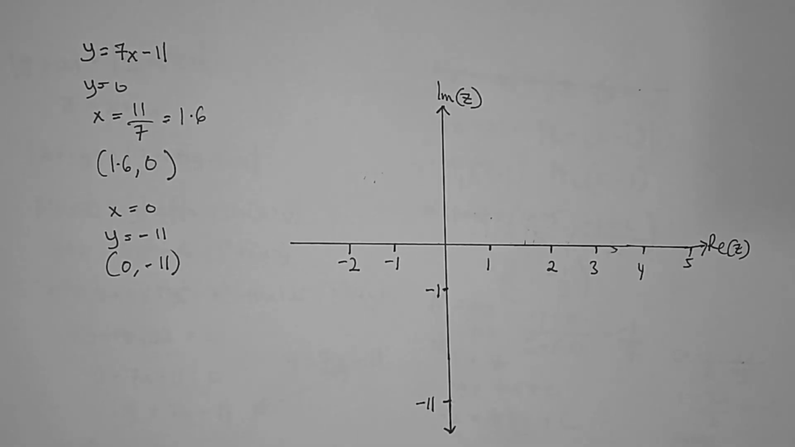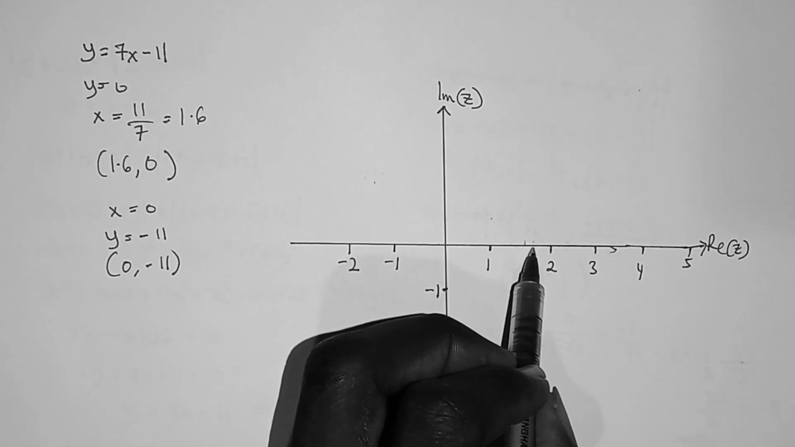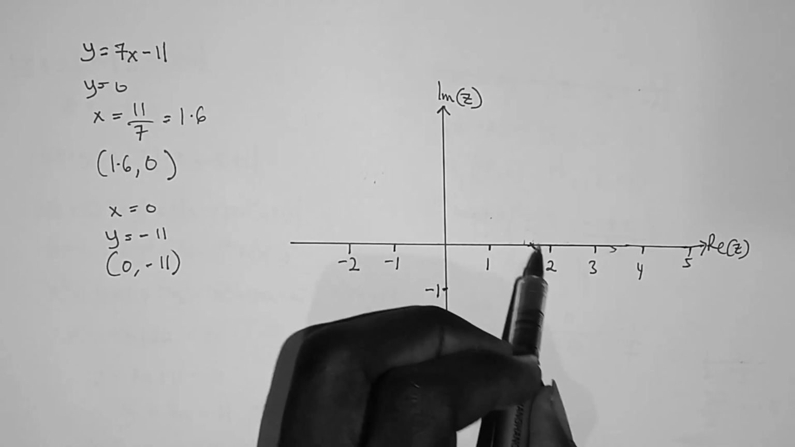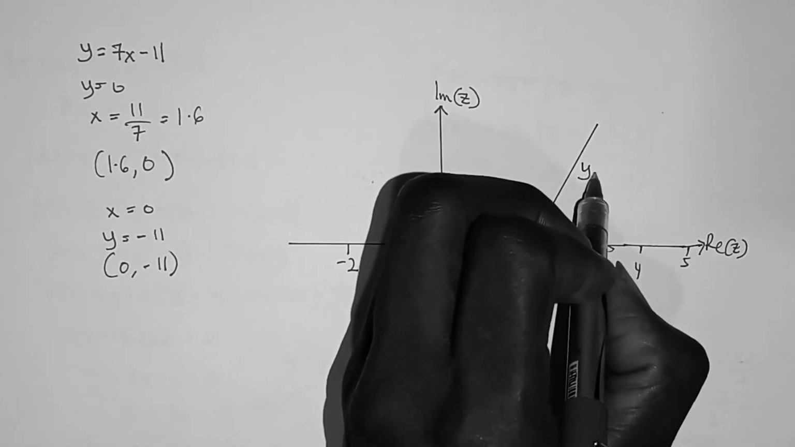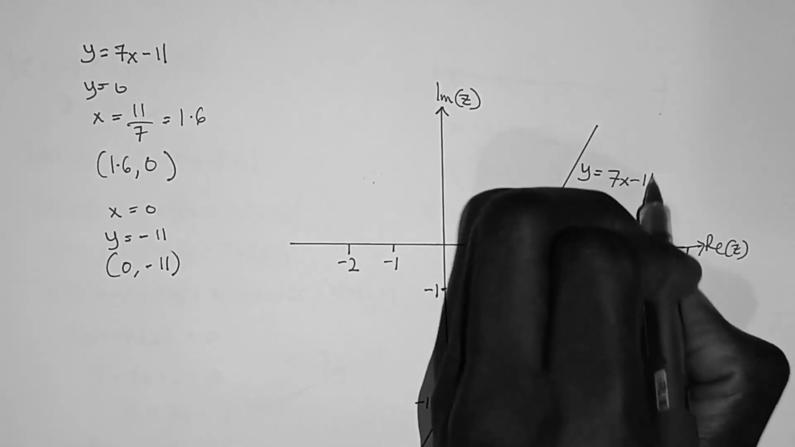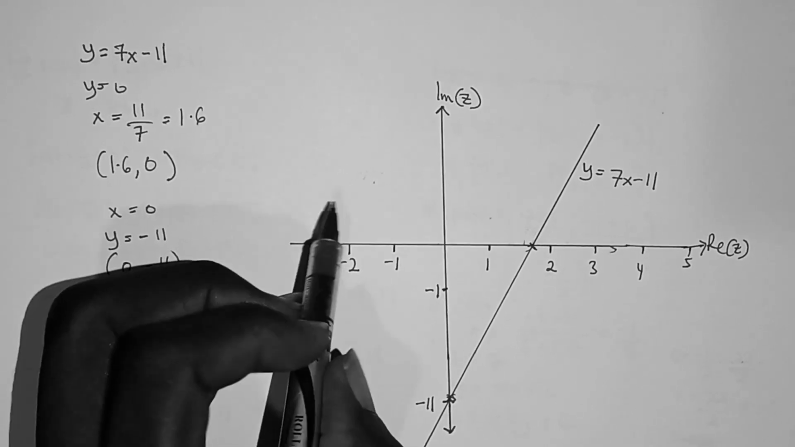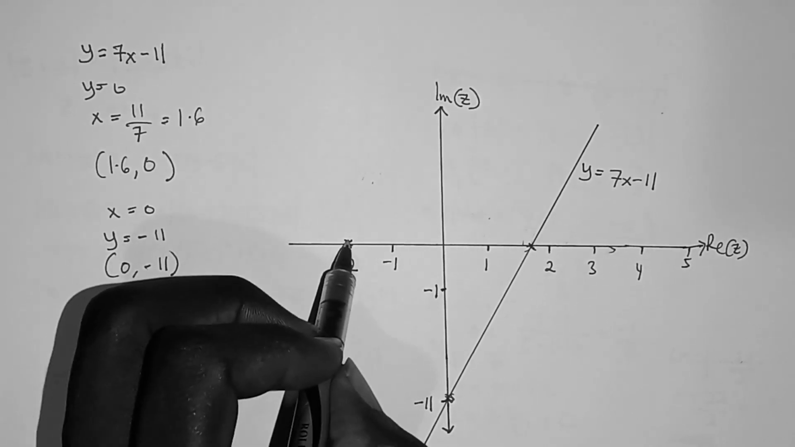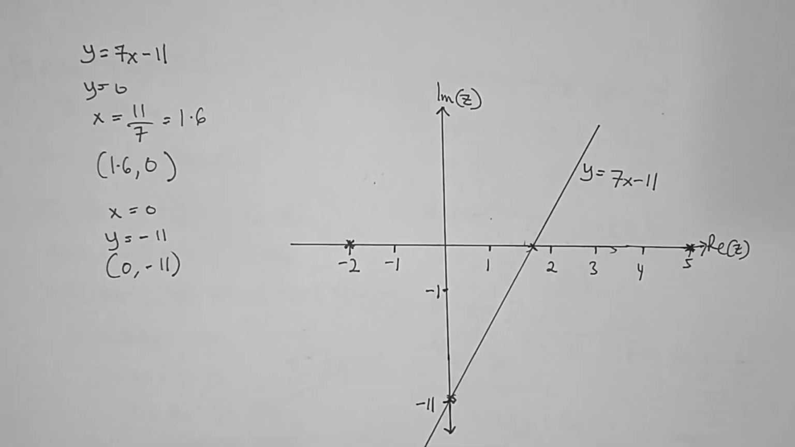Let's plot the points on the Argand diagram. We have (1.6, 0), and 1.6 is less than 2, so it's somewhere here. And then (0, -11) is somewhere here. So this is the line y equals 7x minus 11. Nonetheless, you see that the actual points are (-2, 0) and (5, 0).